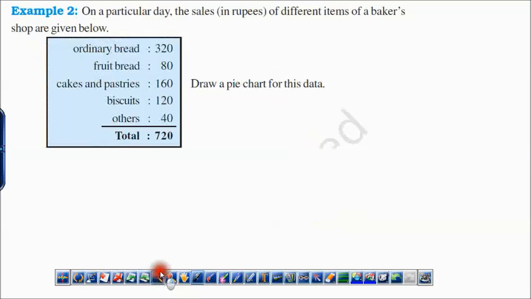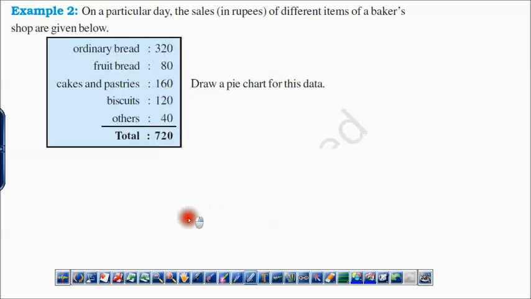On a particular day, the sales of different items of a baker. Draw a pie chart. एक बेकर है. बेकर ने ब्रेड बेचा. कितने ब्रेड बेचे? 320. फ्रूट ब्रेड 80. केक्स एंड पेस्ट्रीज 160. बिस्किट 120 एंड अदर्स 40. टोटल 720 सेल किया.